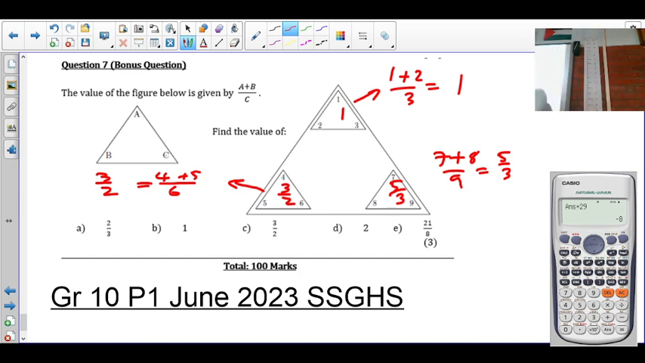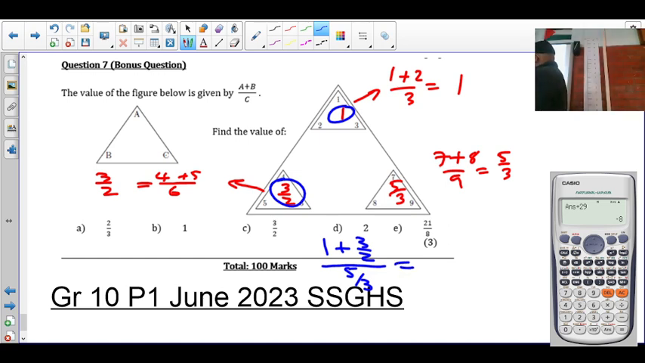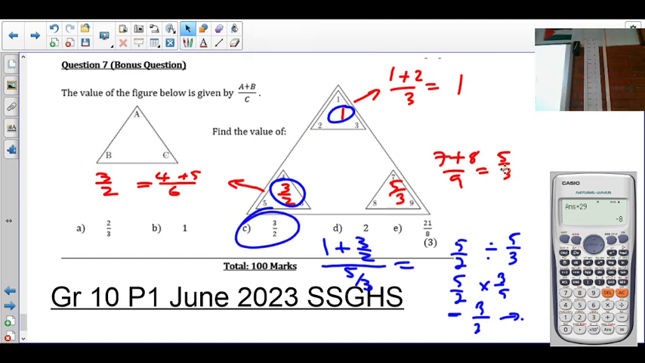You see that? Now we repeat the pattern again. In A's place we got 1, plus in B's place we got 3 over 2, and in C's place we got 5 over 3. So that will give you 5 over 2, which must be divided by 5 over 3. So it's 5 over 2 times 3 over 5, which gives me an answer of 3 over 2. Which makes the answer C. I think that brings us to the end of paper 1.